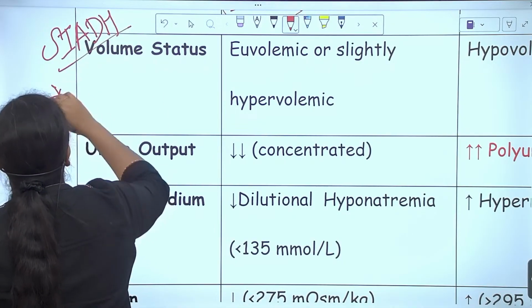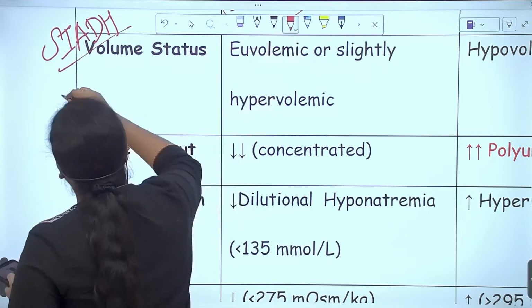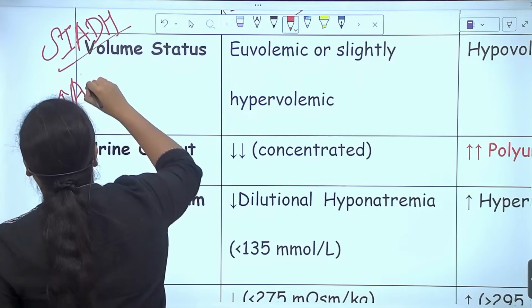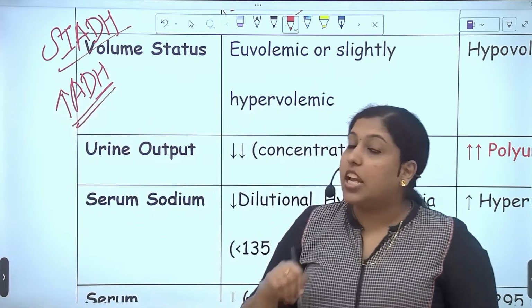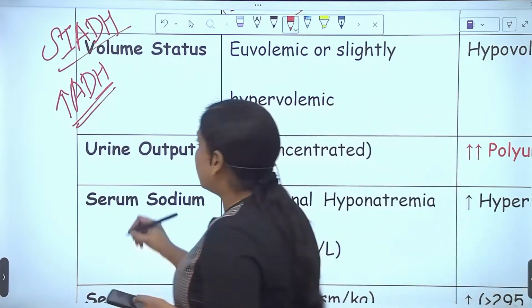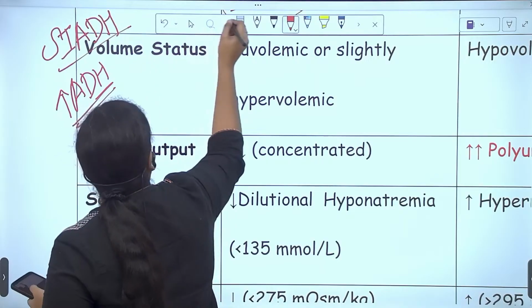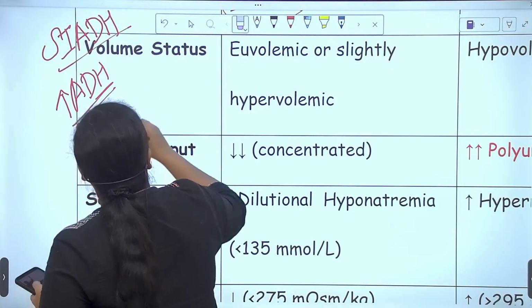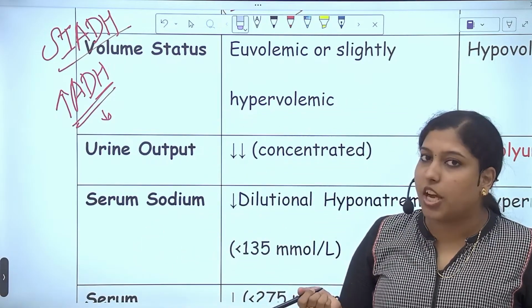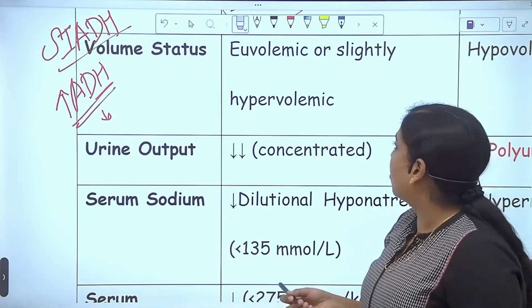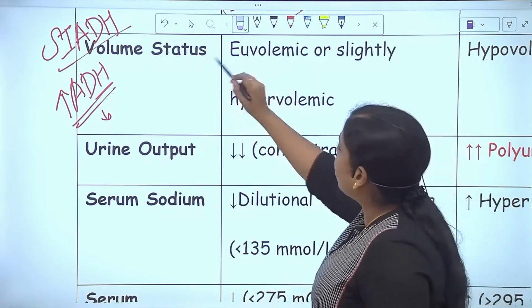What findings are there? There is increased ADH. So there is increased ADH, which means decreased diuresis, and this decreased diuresis means decreased urine output. Here you have to remember the volume status.